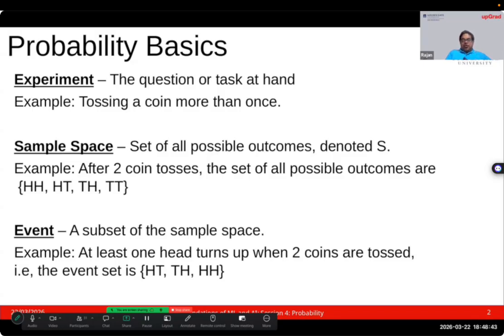Okay, so an event is some statement you make about the sample space, and you look at the set that fulfills the statement. Say for example, you stand and observe. Okay, here is another example.